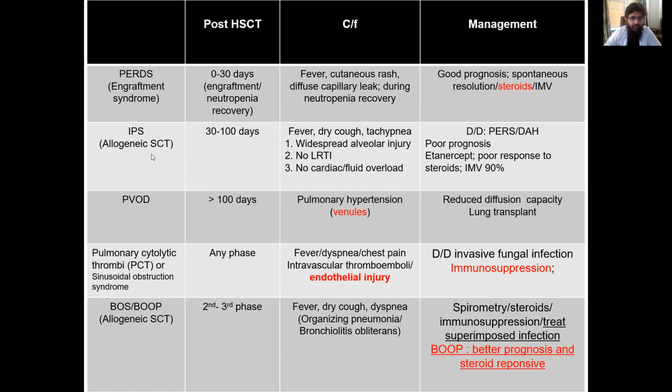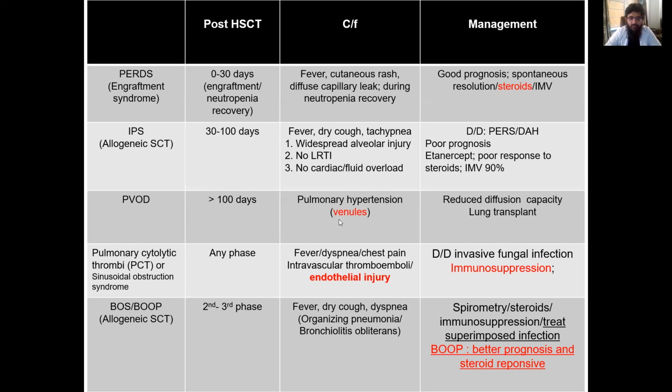IPS, the idiopathic pneumonia syndrome, is a diagnosis of exclusion. The patient is not recovering with antibiotics and antifungals, and in the second phase of the transplant, it presents with fever, cough, and tachypnea, and has three things: a widespread alveolar injury, no signs of infection, and no cardiac fluid overload. Then we make this diagnosis. It generally has a poor prognosis. The response to steroids is also poor, and most of the patients require invasive mechanical ventilation.